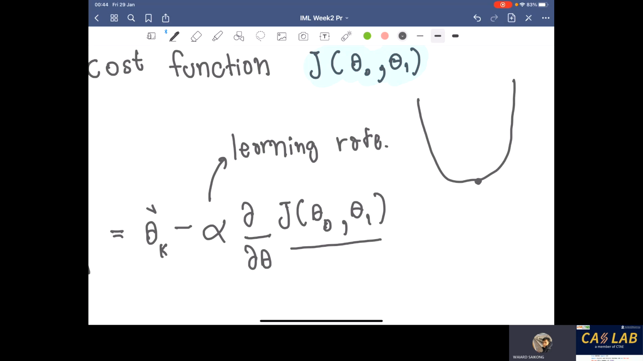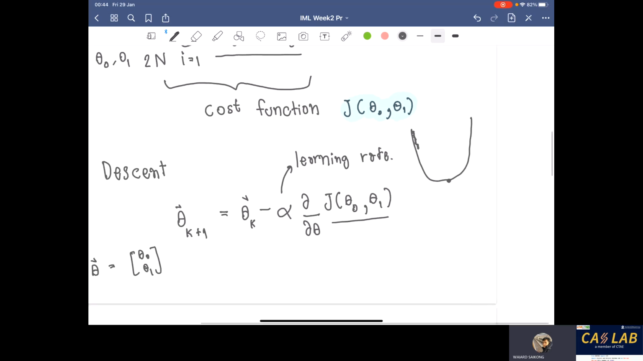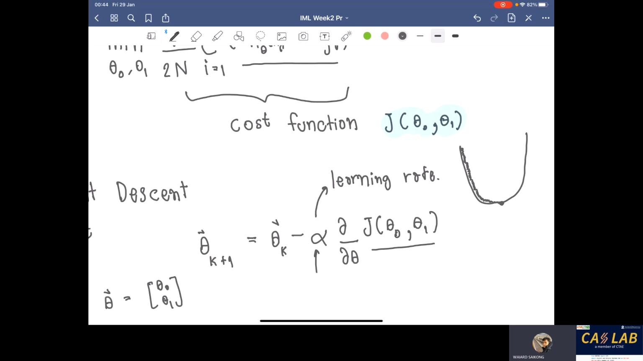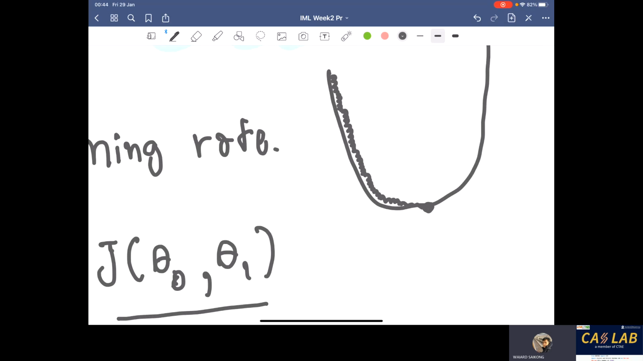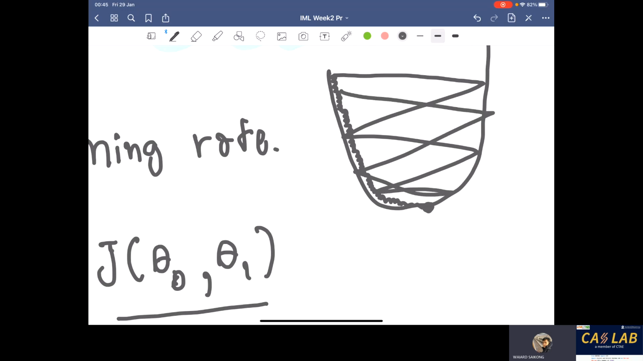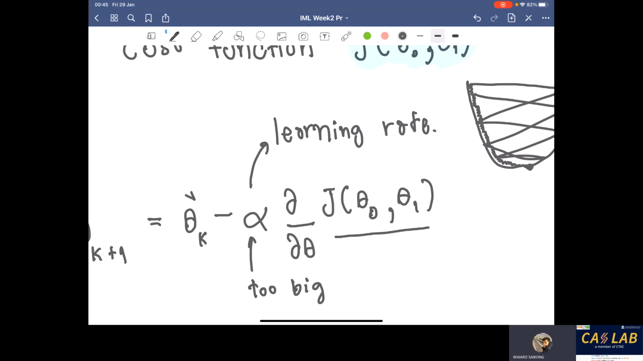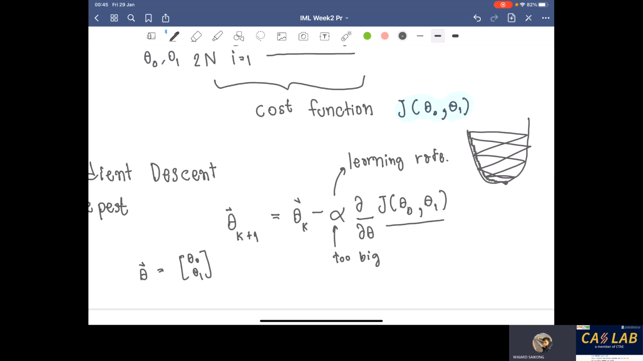If the learning rate is too small, we will take a lot of time. We use a lot of steps, and maybe waste time to go through to the minimum point. If you use a learning rate that is too big, we may overshoot and maybe don't find the minimum point. The learning rate should be appropriate.